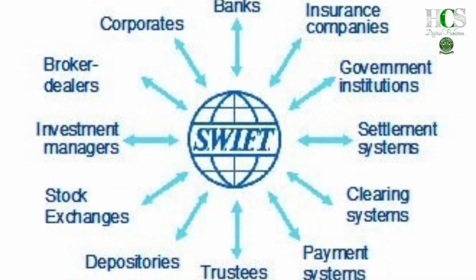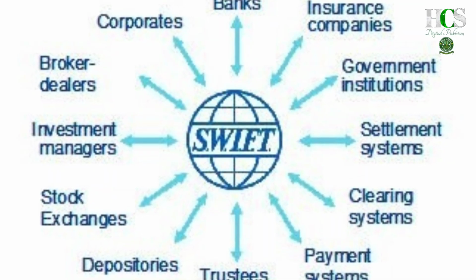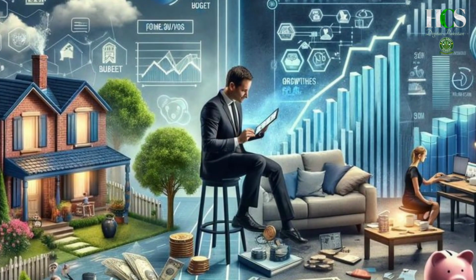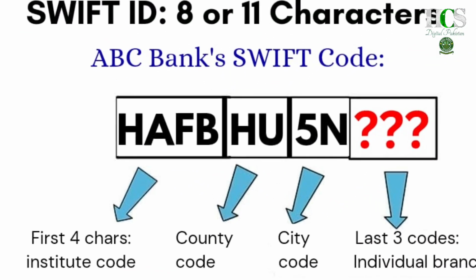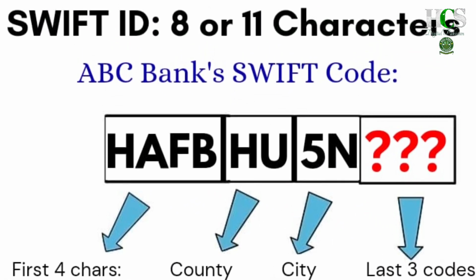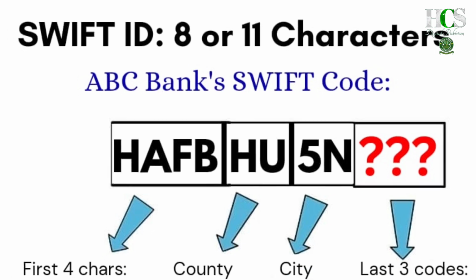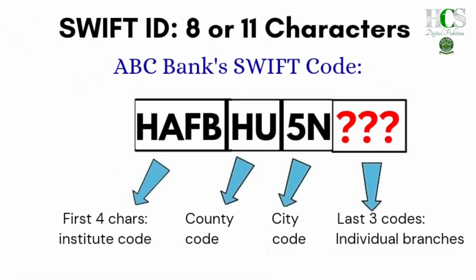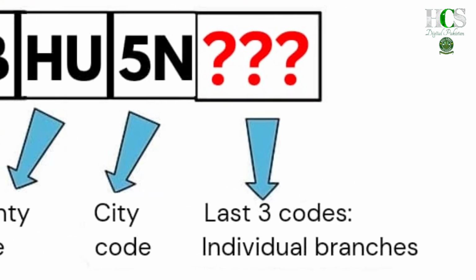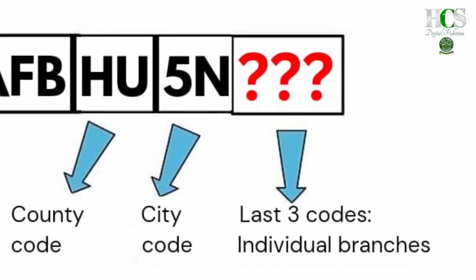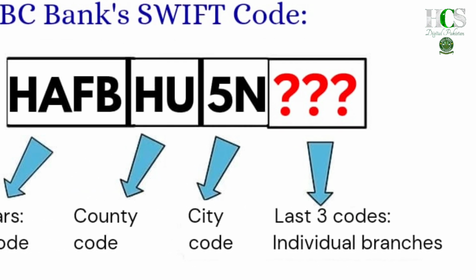To uniquely identify a financial institution, SWIFT assigns every financial organization a unique code which usually has 8 or 11 characters. As for the 11-character SWIFT code, the first 8 characters will be the same as the 8-character SWIFT code, and the last 3 characters are usually used to identify the individual branches.